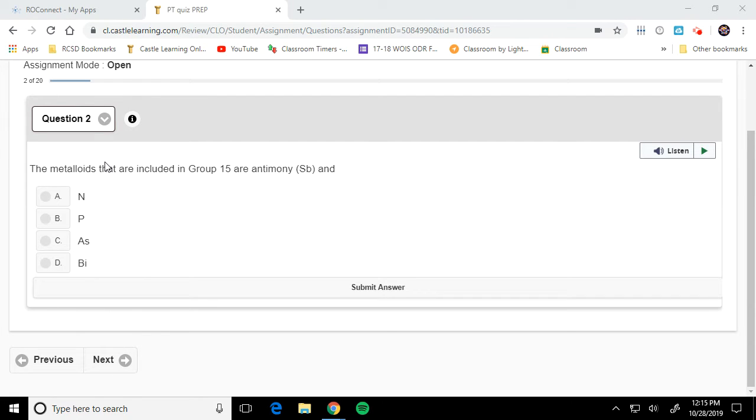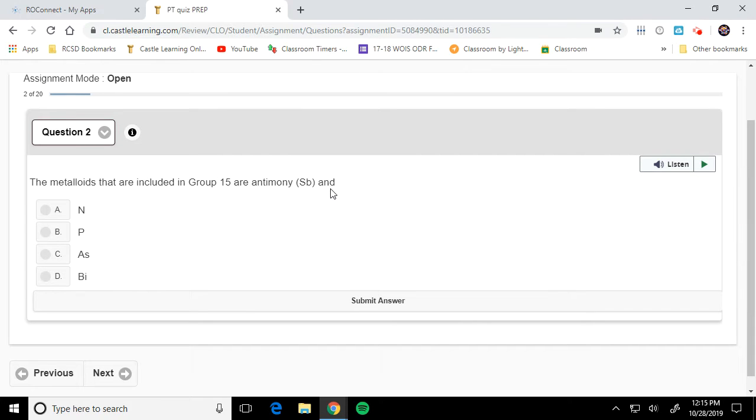Let's see what it says. It says, the metalloids that are in group 15 are Sb and something. So group 15 is right here going down. And I know that right off the bat, N is in group 15 and P is in group 15 and As is in group 15 and Bi is in group 15. So they're all in group 15. So now I need to figure out which one is a metalloid.